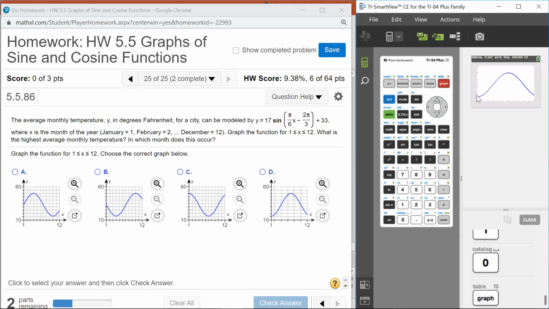Looks like it goes down, and then it has a peak and it goes down. The only graph that looks like that is D. So we can check our answer.